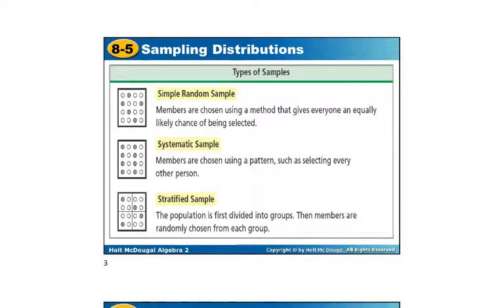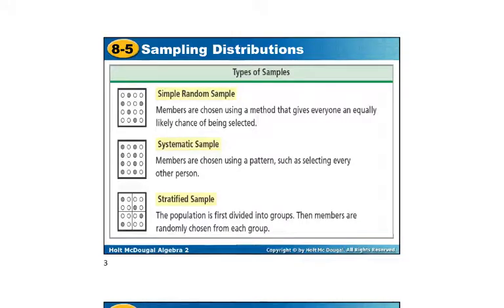Then we have a systematic sample, and systematic samples have members that are chosen using a pattern, so just selecting every other person, which we tend to fall into when we think that we're doing a simple random sample. But what happens is you get a systematic sample because you're actually saying, oh, I'll do every fifth kid that comes in the building or whatever it is, so survey them.